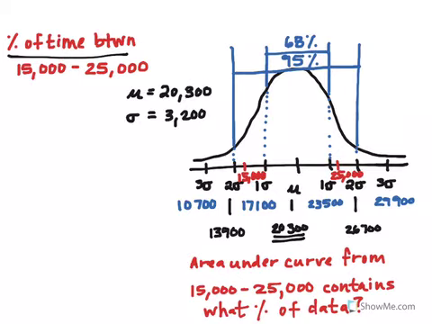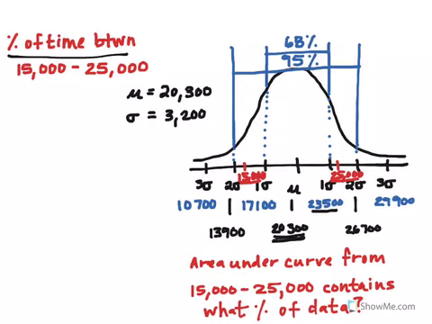So I've labeled the curve here. We have our mean, and then when we apply the standard deviation at one standard deviation, we're 23.5 and so forth. And when we look at 15,000 and 25,000, we notice that both of these points lie in between standard deviations. So how do we go about solving?